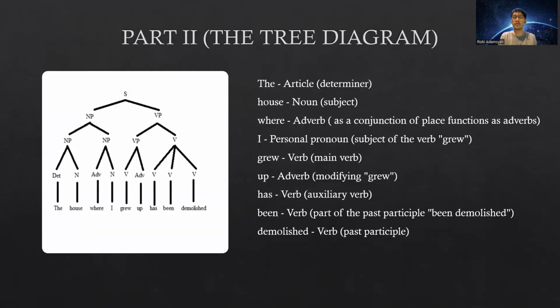Part 2, the tree diagram. In this diagram, and the sentence, the is the article, a determiner. House is a noun, subject. Where is an adverb, a conjunction of place functioning as an adverb. I is a personal pronoun, subject of the verb grew. Up is an adverb, modifying grew. Has is a verb, auxiliary verb. Been is a verb, part of the past participle, been demolished. Demolished, verb, past participle.